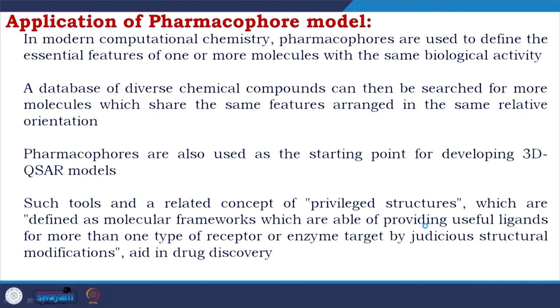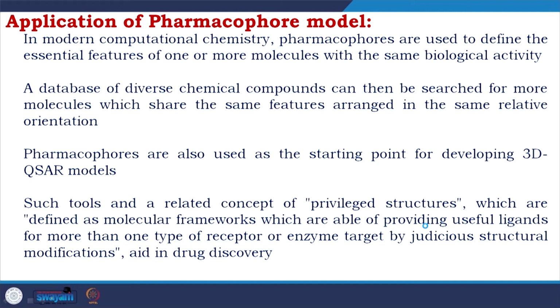Application of pharmacophore model. In modern computational chemistry, pharmacophores are used to define the essential features of one or more molecules with the same biological activity. A database of diverse chemical compounds can then be searched for more molecules which share the same features arranged in the same relative orientation.